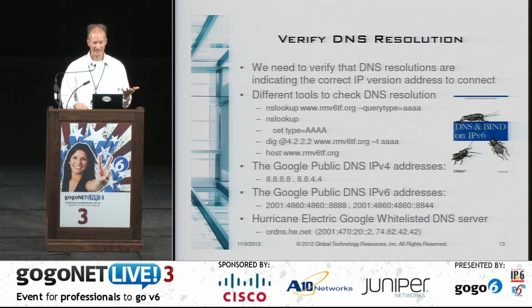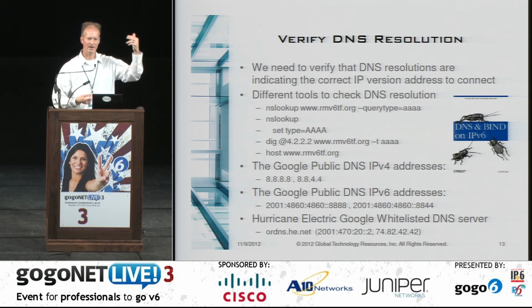We need to verify DNS, because really DNS is what's going to give the clue to the application whether it should make a V4 or a V6 connection. So we need to get good at dig, nslookup, and host commands, particularly dig. But you may want to check other DNS servers on the internet besides your own. You may just be getting your own cached results.